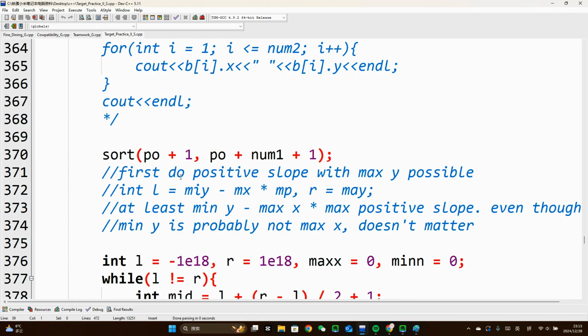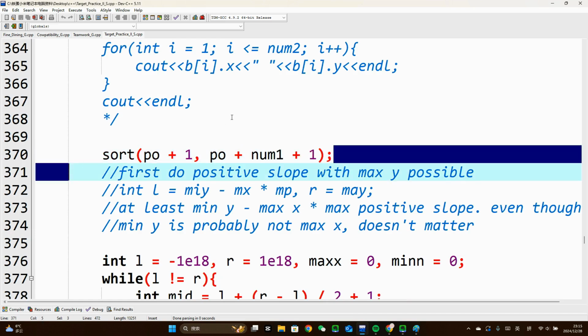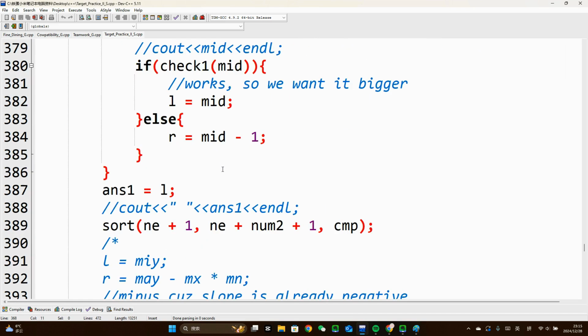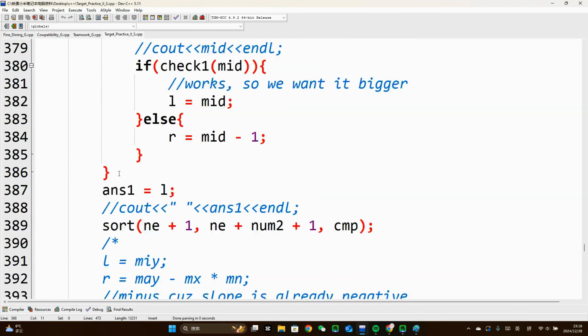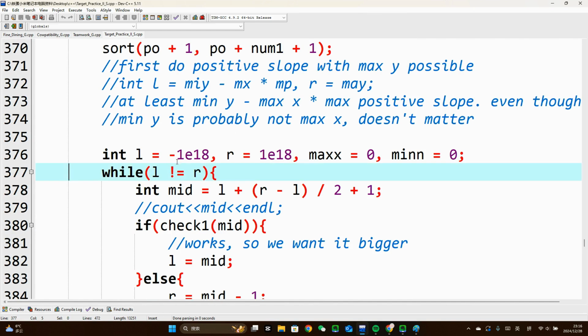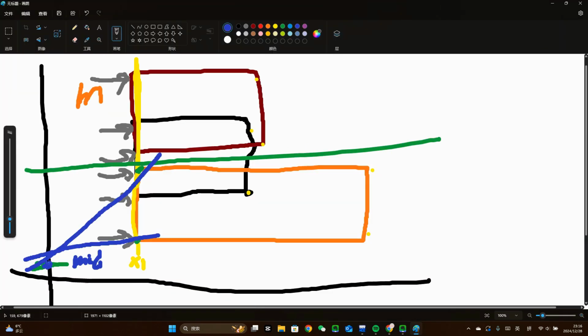So first we sort all the left endpoints with their y coordinate, right? And then we know which ones are going to be shot by which type of slopes. And now, see, the two parts are completely independent. First, we binary search with positive slope. We binary search the maximum minimum position, the maximum minimum position mid right here.